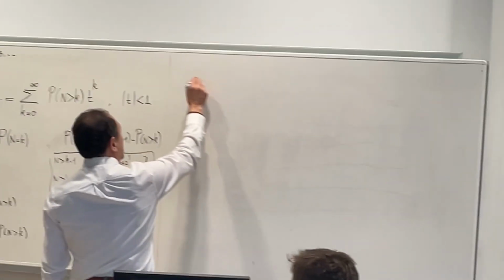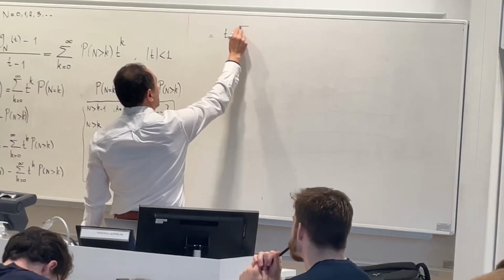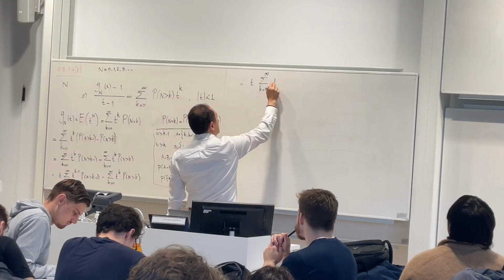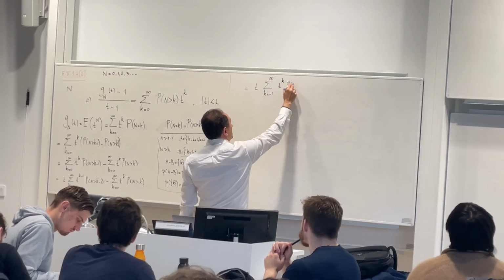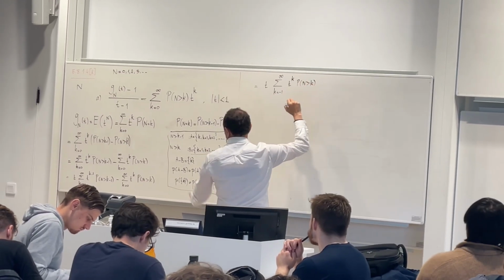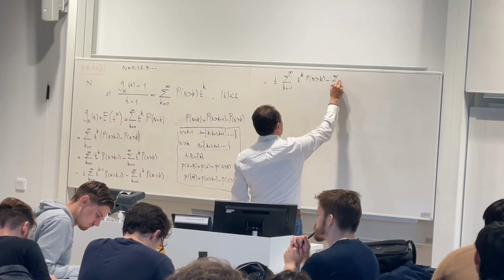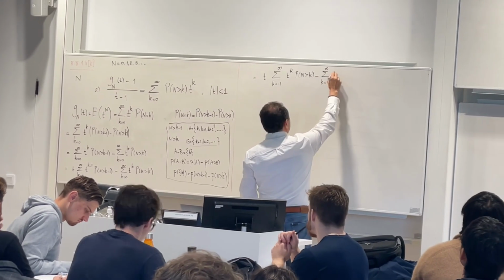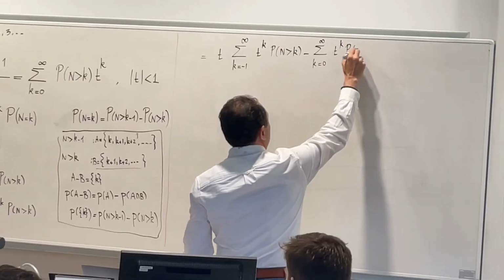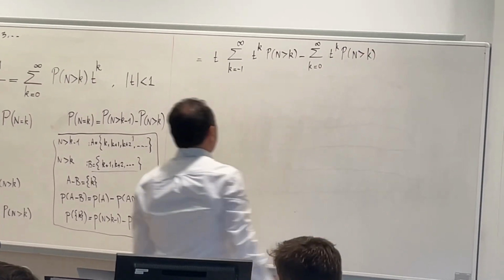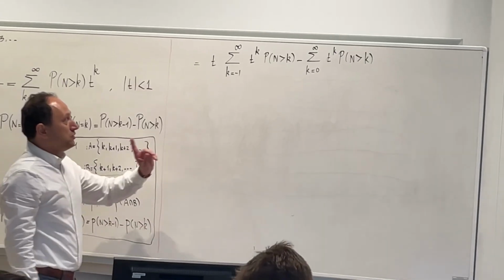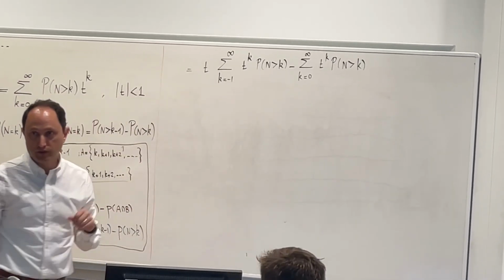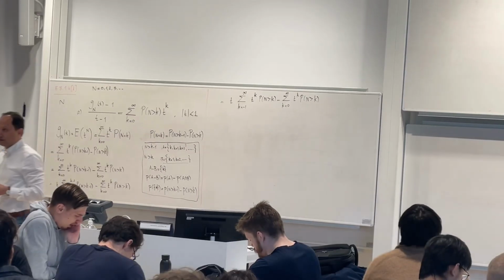Then it becomes sigma, t sigma, k goes from minus 1 up to infinity. And then it becomes t to the power k, P(N greater than k), and then I have minus sigma, k goes from 0 to infinity, and then I have t to the k, P(N greater than k). Yes, do you agree? And then I hope that you are not feeling bad about having k equals to minus 1. Do you have a bad feeling about it?